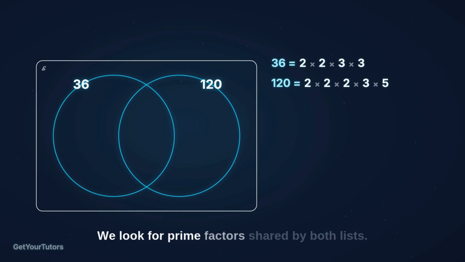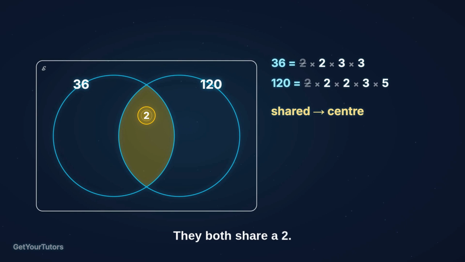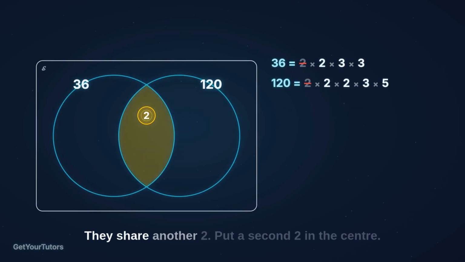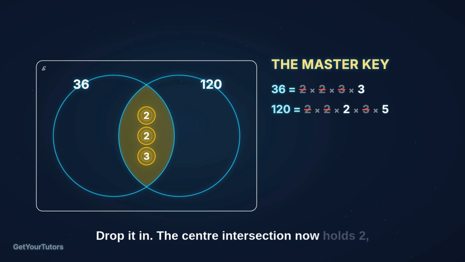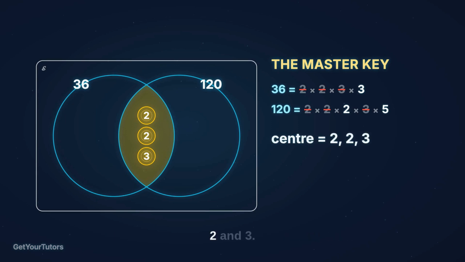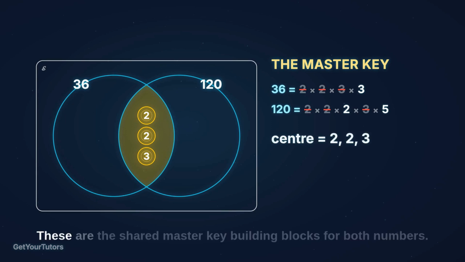We look for prime factors shared by both lists. They both share a 2. Cross it out and put it in the middle. They share another 2. Put a second 2 in the center. Finally, they both share a single 3. Drop it in. The center intersection now holds 2, 2, and 3. These are the shared master key building blocks for both numbers.